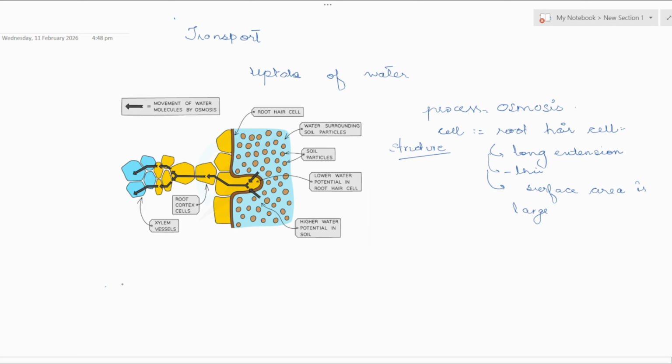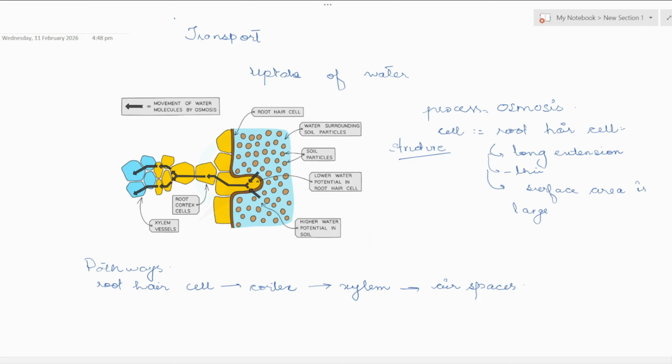First of all, there would be root hair cells. From root hair cells, water passes to the cortex cells, then from cortex cells to xylem cells. And if there is a question related to the leaves, then from xylem it would move into the leaves or into the air spaces. This is the pathway usually asked in MCQs, or as a 4 mark question on how water is taken up by the roots. So water enters the root hair cell by osmosis, then moves to the cells of the cortex, then to the xylem tissue, which takes it to the leaf.